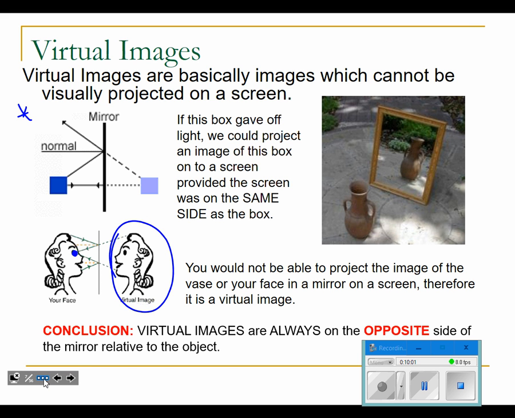Another thing you need to understand: virtual images are always on the opposite side of a mirror relative to the object. That's going to be really important. The other thing is they're always upright. Maybe I should say it another way, because I don't really like to say upright. They're always the same orientation as the object.